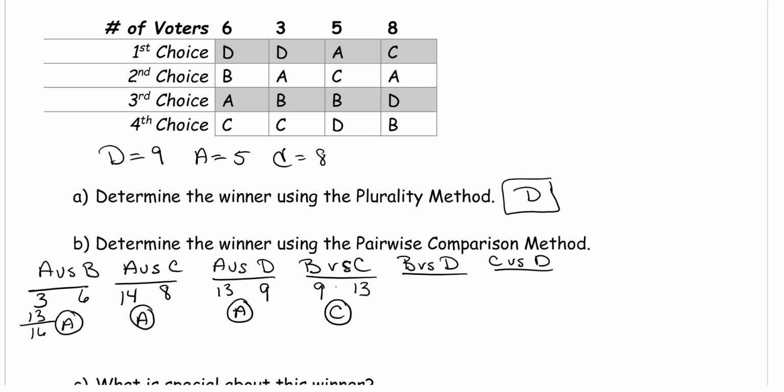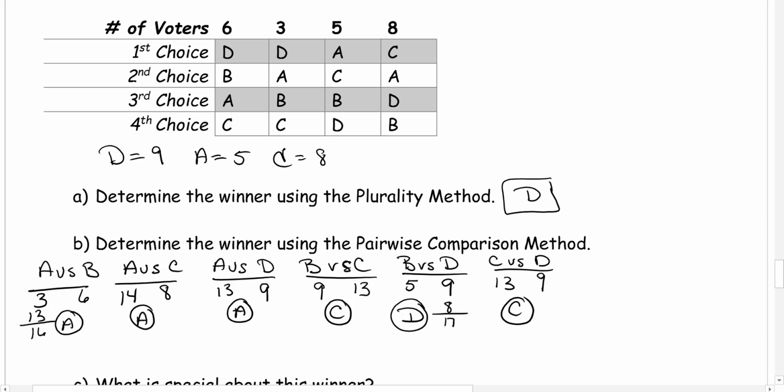Next, B and D together. So D will get the first 9, and B gets the next 5, and D gets the next 8. So D has 17 and B 5, so D is going to get that point. And then C versus D. So D gets the first 9, and C will get 13. And so C is going to win that point.